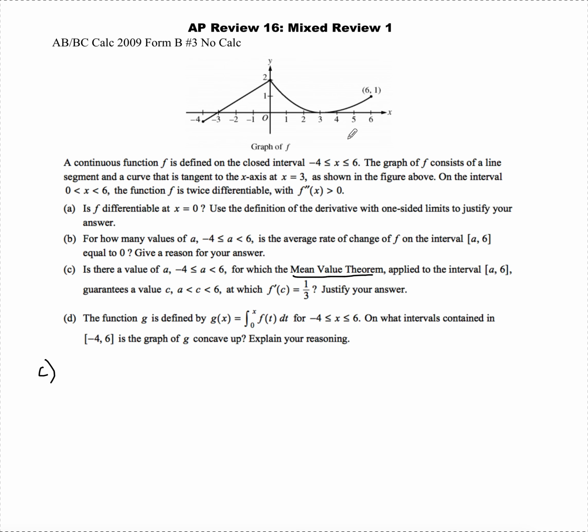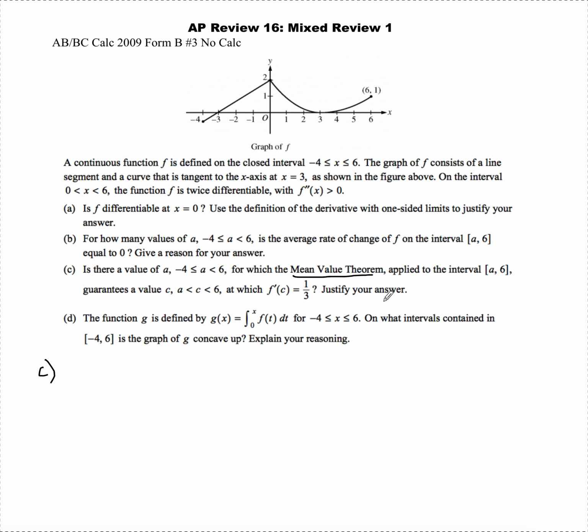For the mean value theorem to apply from some A value, A could be out here, until 6, the interval needs to be differentiable and continuous, right? So I can't have A all the way over here because I have a corner. So I got to be at least on the other side of this corner to use my mean value theorem from A, wherever A is, until 6.